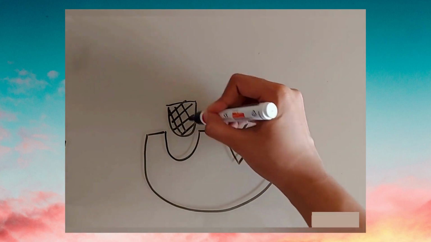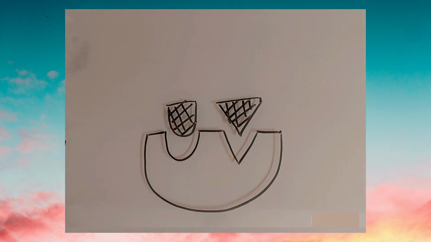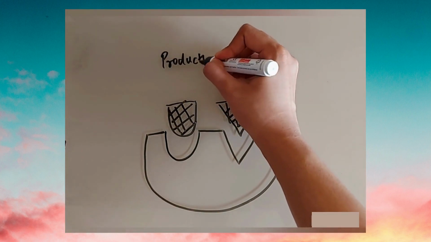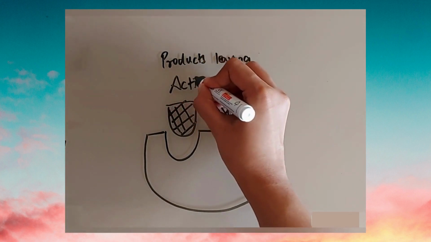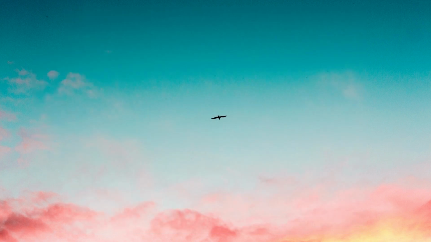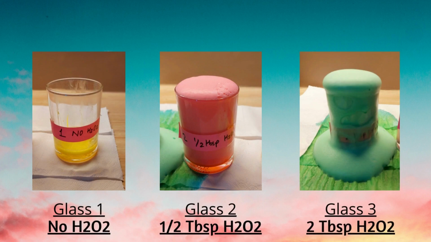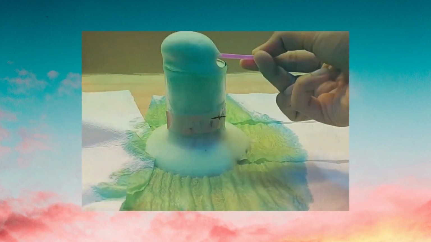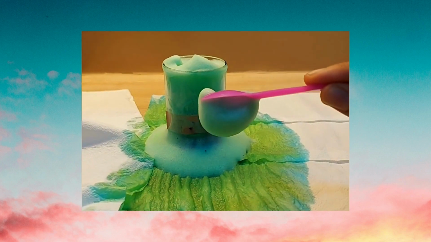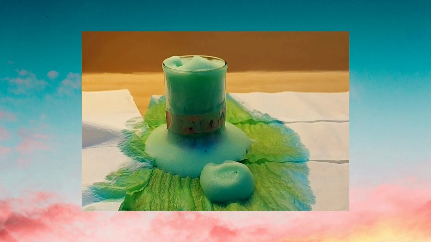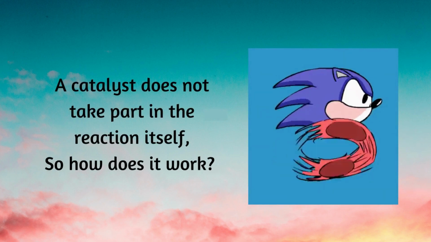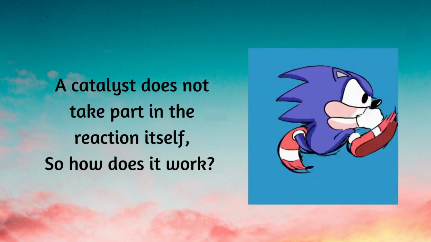The presence of hydrogen peroxide makes the catalase active, as observed in the other glasses. In fact, the catalase reaction is dependent on the substrate concentration. If you have an excess of enzyme but not enough substrate, the reaction will be limited by the substrate availability. As a result, glass 3 had more substrate, so we observed more foam production. A catalyst does not take part in the reaction itself.